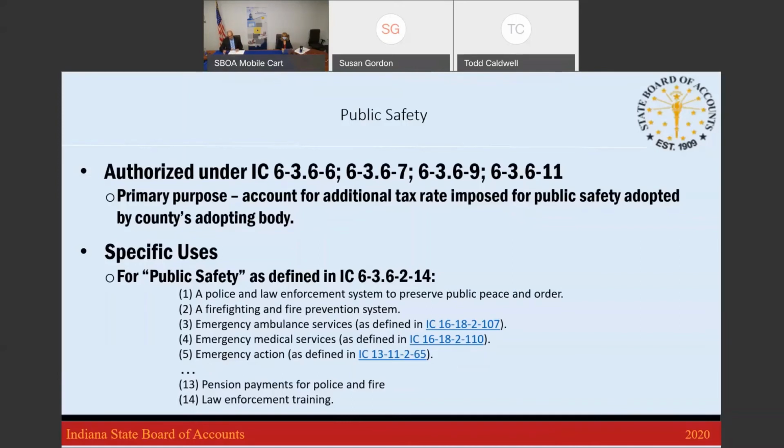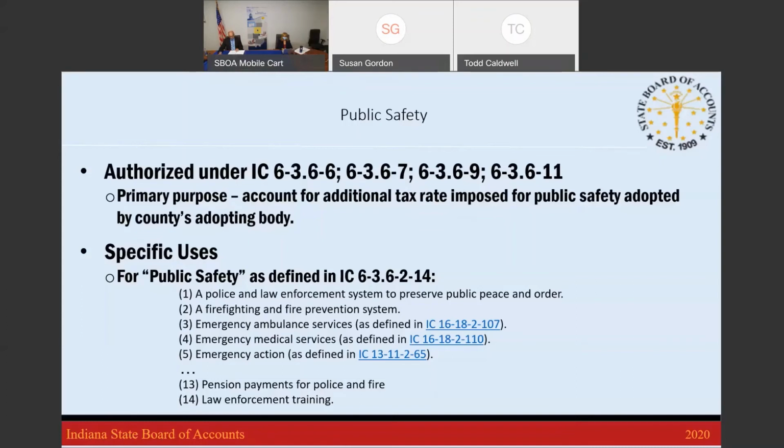And our position is in Indiana Code 6-3.6-2-14, there are a total of 14 different things that are defined as public safety. I've shown the first 5 on the slide and the last 2 because they're the ones I think are most likely to impact most cities and towns. Generally, it's anything for a police or a fire system. So it can be salaries, it can be equipment. If you have emergency ambulance services, your public safety LIT can be used for that.